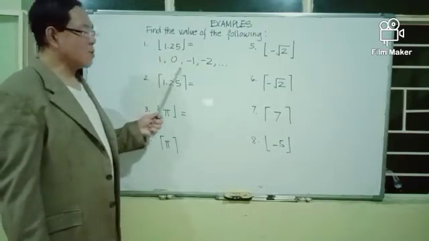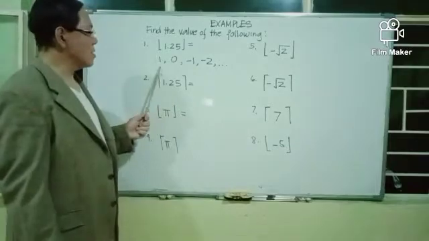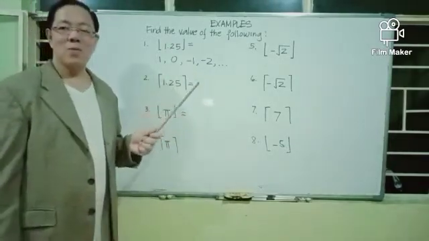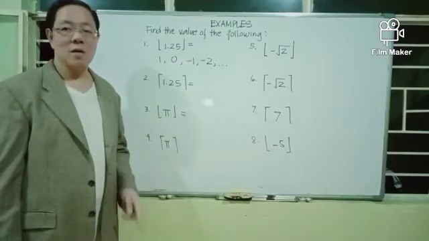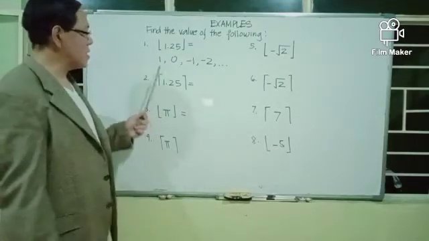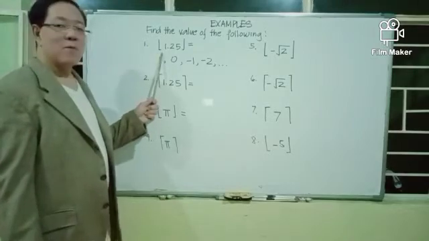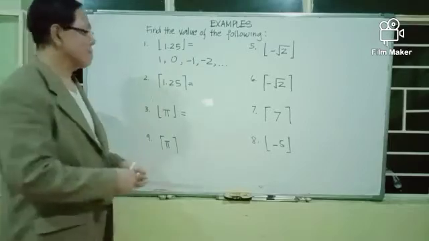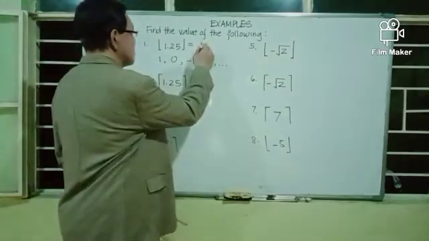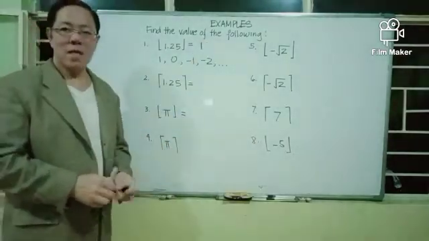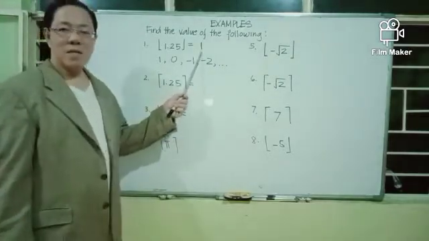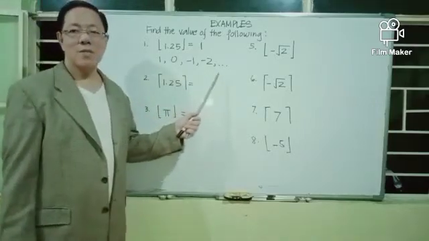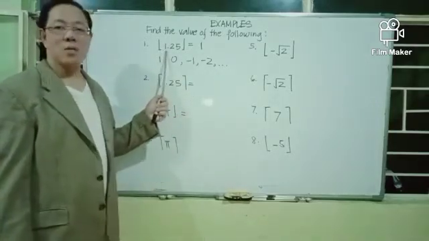And among these integers that are less than or equal to the real number 1.25, the largest, the greatest, or the biggest is 1. Thus, the floor of the real number 1.25 is 1. 1 is the greatest or largest integer among the integers that are less than or equal to 1.25.